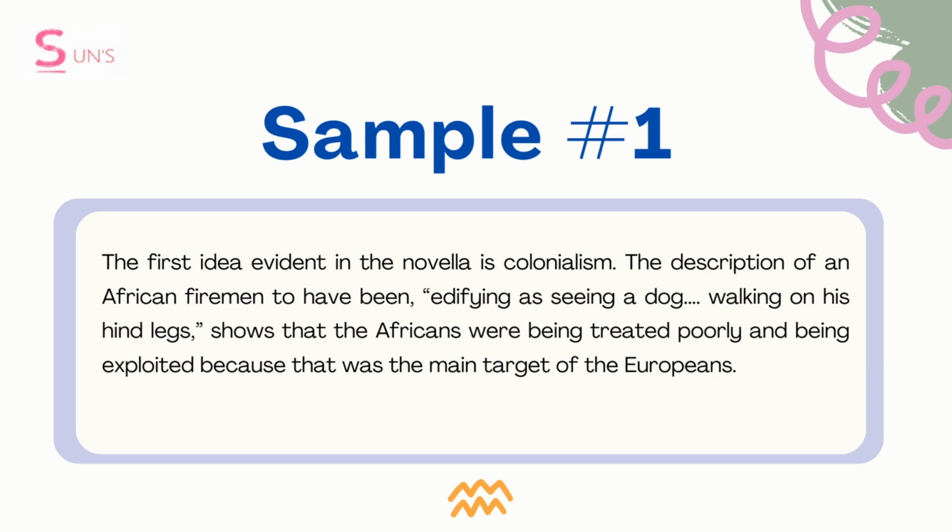The first idea evident in the novella is colonialism. The description of an African fireman to have been edifying as seeing a dog walking on his hind legs shows that the Africans were being treated poorly and being exploited because that was the main target of the Europeans.